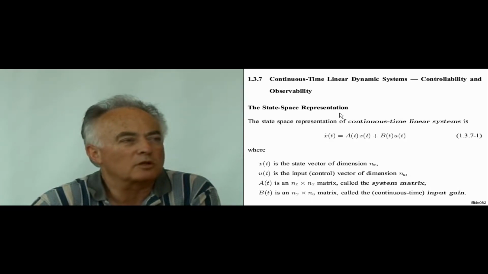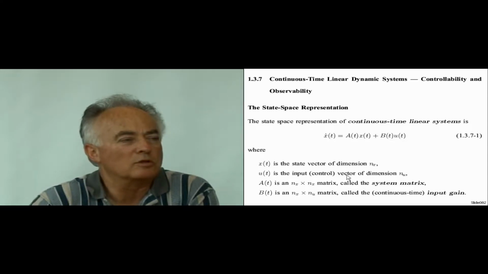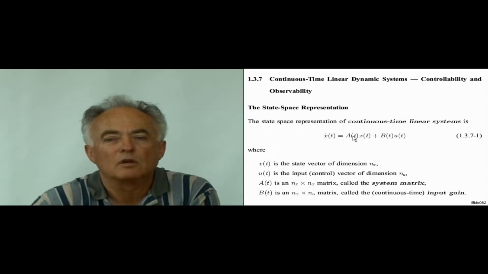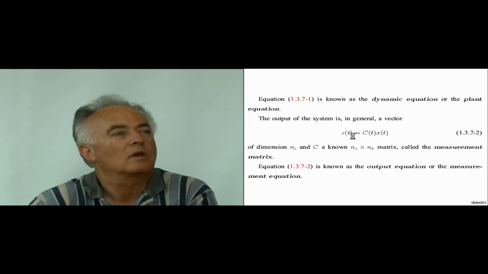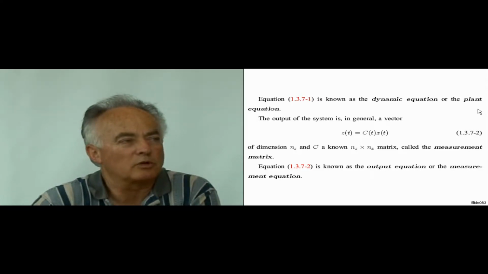The state space representation of a continuous time linear system is x dot equals A of t x of t plus B of t u of t. x of t is the state. It's a vector of dimension nx. u is an input or control vector of dimension nu. A is an nx by nx matrix, that's the system matrix, and B is the input gain, and as the notations indicate, we assume a system which might be time varying. This is called the dynamic equation or the plant equation.